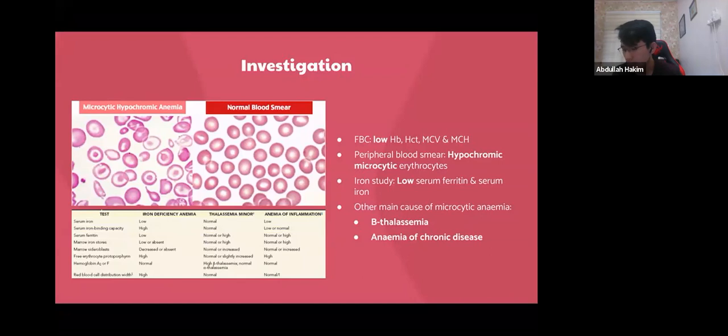And lastly, the red blood cell distribution width, the anisopoikilocytosis. I don't remember the name of the test, but that's the description for the different sizes and shapes for the red blood cell. For IDA, they'll be high because of the deficiency of iron to make the red blood cell. But for thalassemia and anemia of chronic disease, they'll be normal.